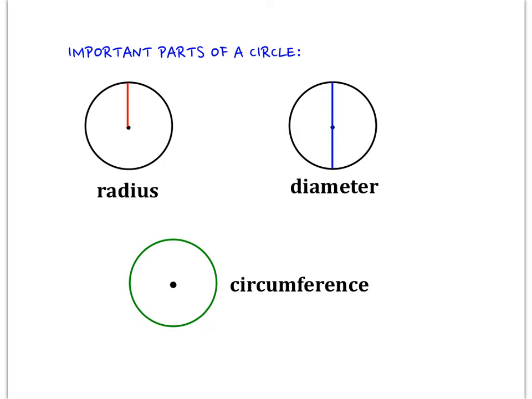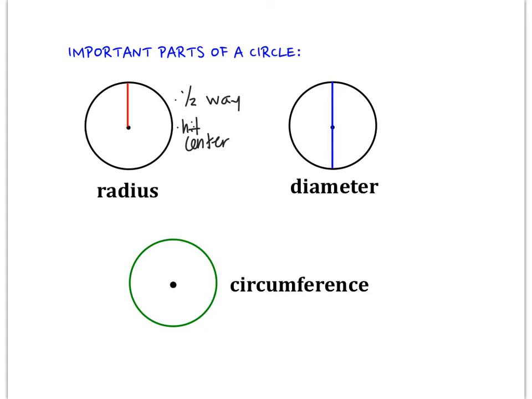The first is the radius of a circle. If you look at the top left example, you'll notice that it is a line that goes about halfway. It doesn't go fully across the circle, and it does hit the center. That's pretty important. It doesn't go the full way, but it does hit the center and goes to the outside, so about halfway across the circle.